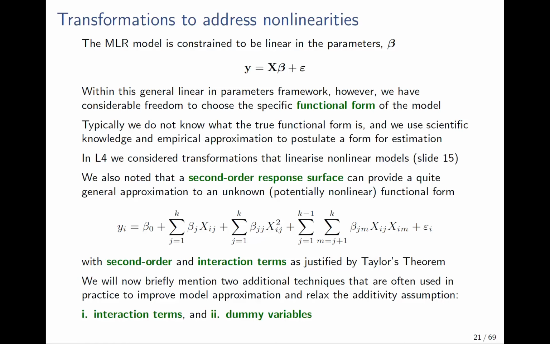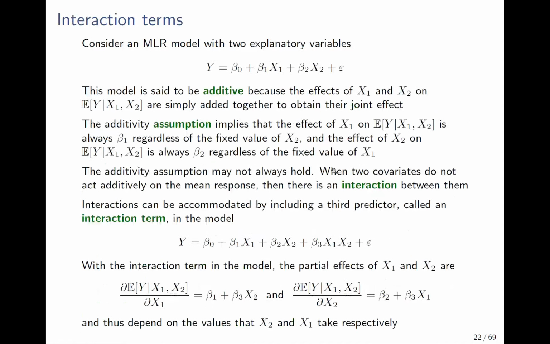In lecture 4, we considered transformations that linearize nonlinear models, and we also noted that a second-order response surface, shown here with squared terms and cross-product terms, as justified by Taylor's theorem, can provide a quite general approximation to an unknown, potentially nonlinear functional form. I now want to cover briefly two additional techniques that are used routinely in practice to improve model approximation and to relax the additivity assumption. I'm going to look at interaction terms and we're going to look at dummy variables. So let's start with interaction terms.